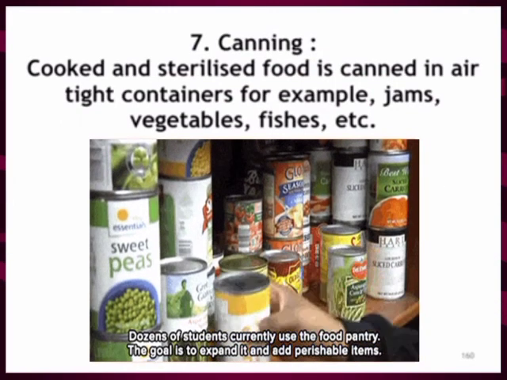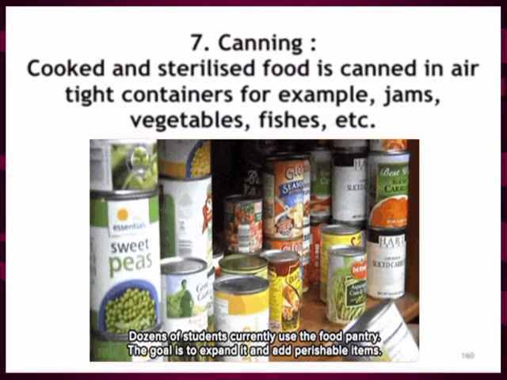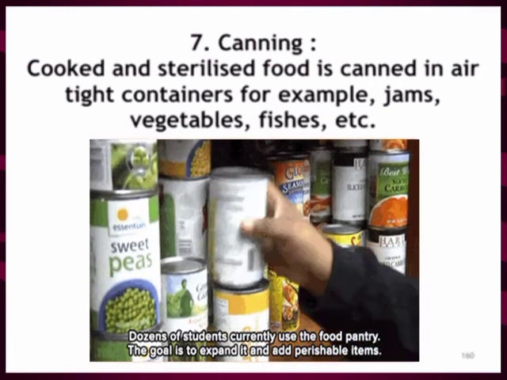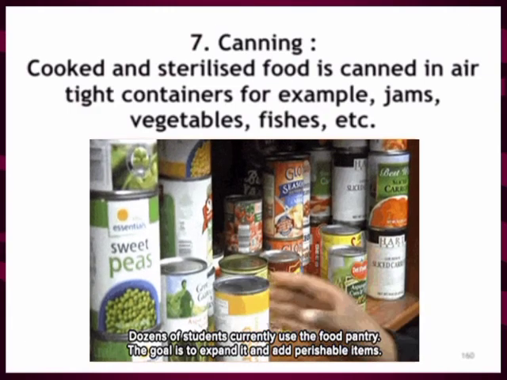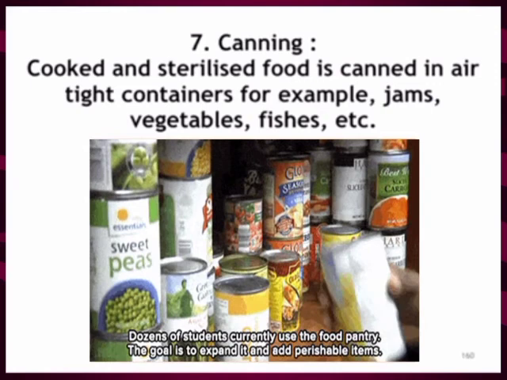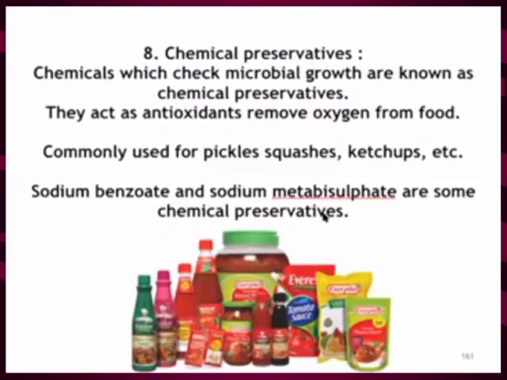Next is canning. Cooked and sterilized food is canned in airtight containers, for example jams, vegetables, fishes, etc. Next method is chemical preservatives. Chemicals which check microbial growth are known as chemical preservatives. They act as antioxidants and remove oxygen from the food. They are commonly used for pickles, squashes, ketchups, etc. Chemicals such as sodium benzoate and sodium metabisulfite are some chemical preservatives used to preserve food.